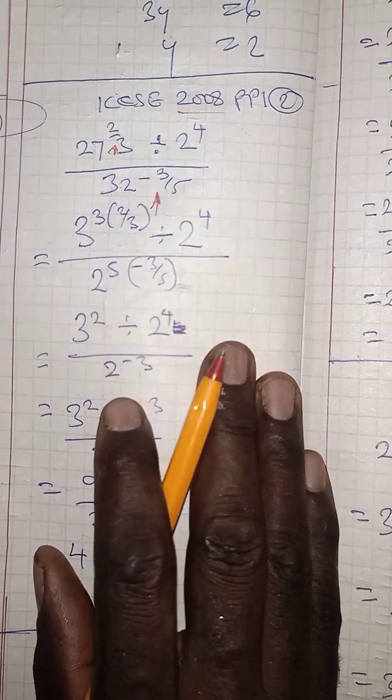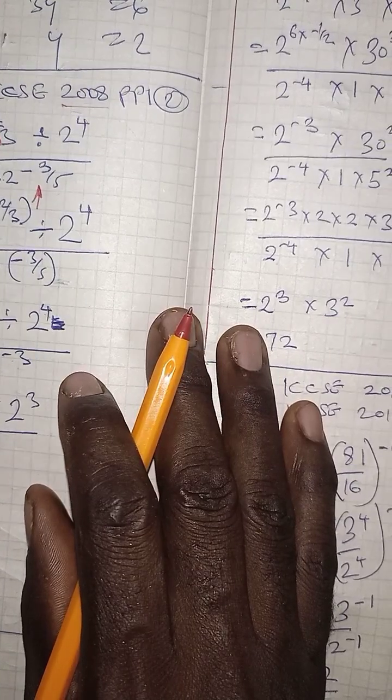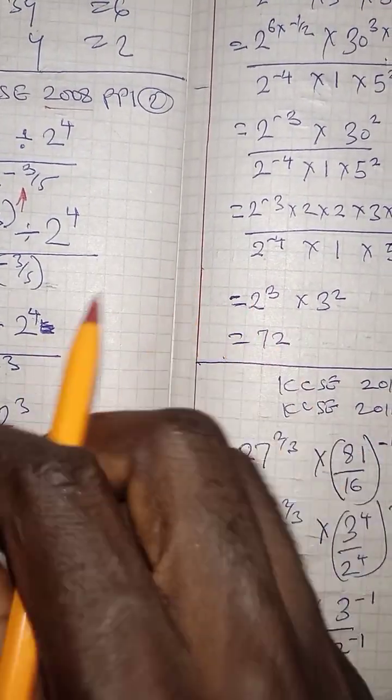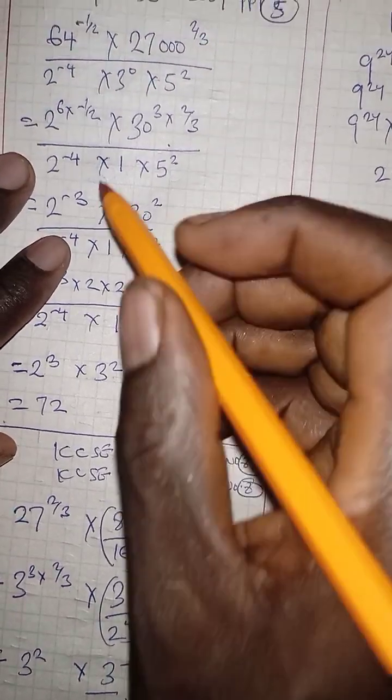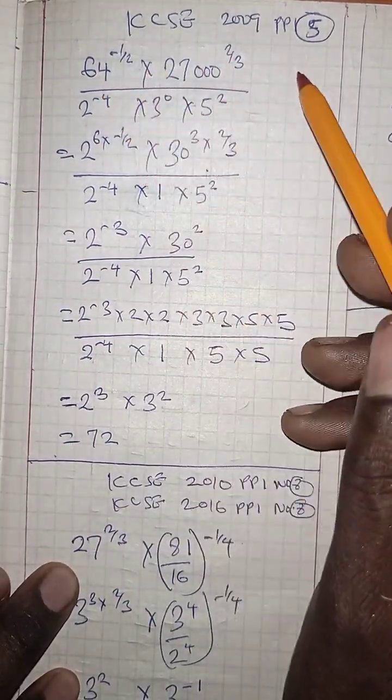Now I'm assuming students know the logic of doing these things. That's why I'm jumping some steps, but a student can contact me if he wants the minor details. Now we have another sum here. Students were also to solve.